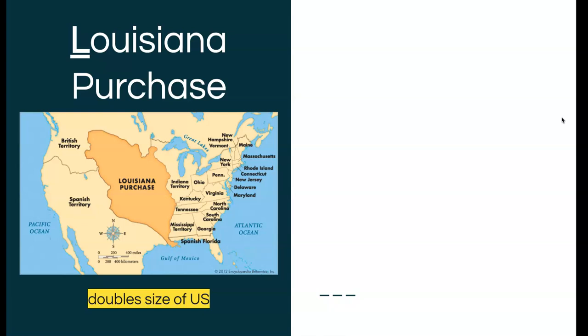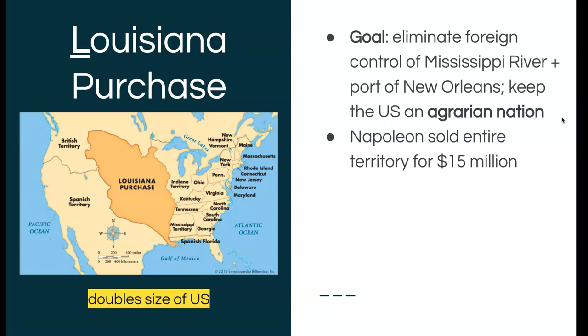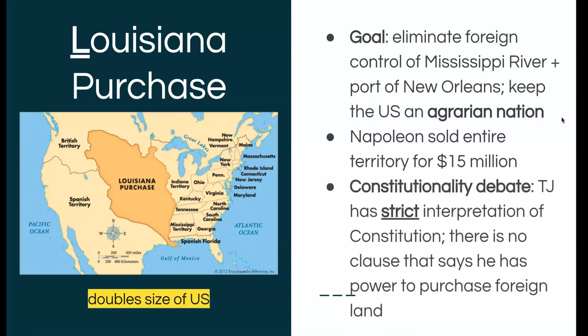The most famous part of Jefferson's presidency are the 2 L's, and that would be the Louisiana Purchase. He buys the Louisiana Territory, you can see highlighted, from France in order to eliminate foreign control, either Spain or France, controlling the Mississippi River, gaining the large port at New Orleans, and keeping the United States an agricultural nation, right, by purchasing a massive amount of land that is going to double the size of the United States. Napoleon sold it to the United States for $15 million, which is around 3 cents an acre.